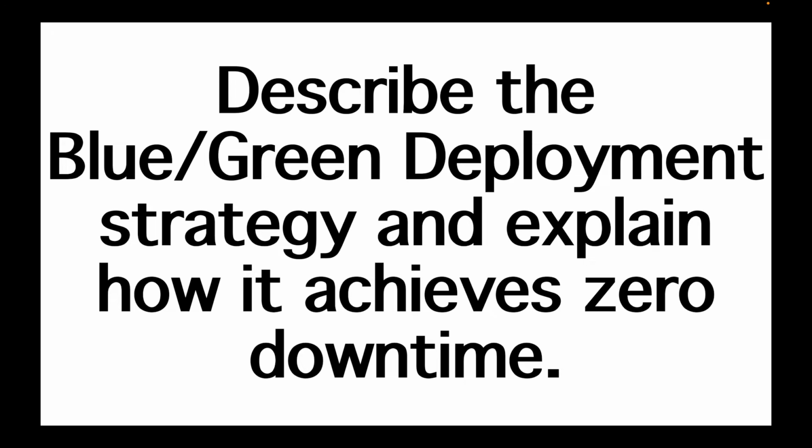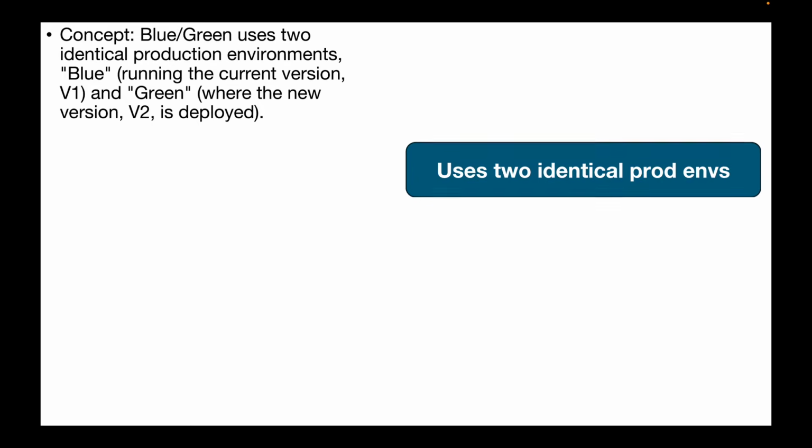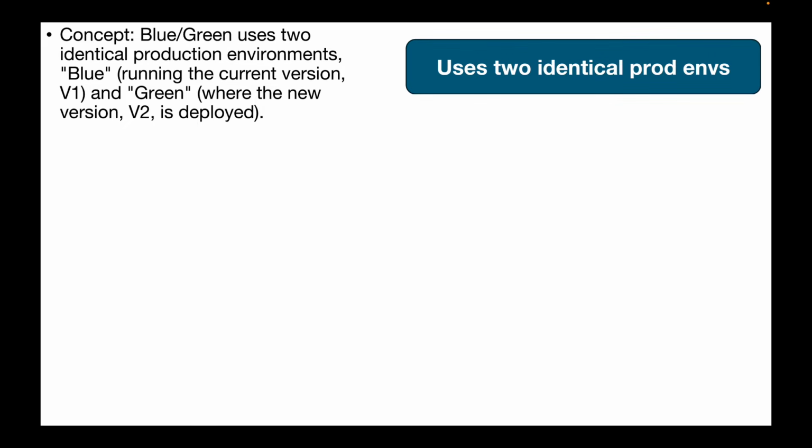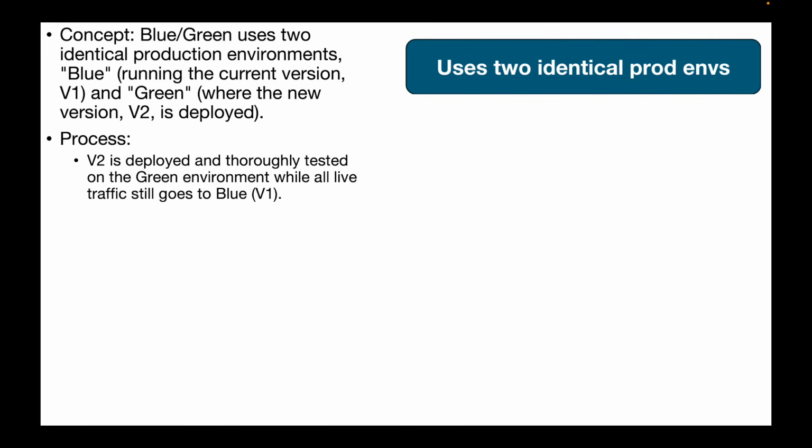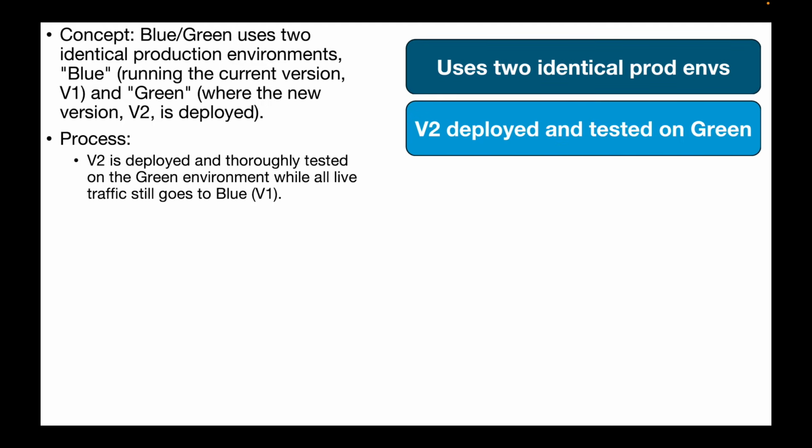The next question we have is, describe the blue-green deployment strategy and explain how it achieves zero downtime. So blue-green deployment basically uses two identical production environments. Like blue will be your environment which runs your current version, let's say v1, and green will be your new version where you'll be deploying your v2. So the process is, your version 2 is deployed and tested thoroughly on the green environment, while all the traffic still goes to the blue environment where you have your version 1.